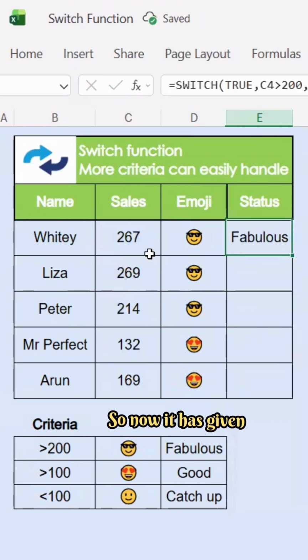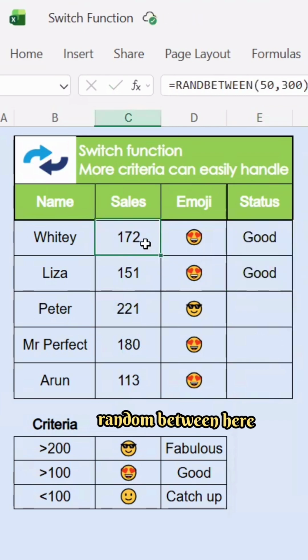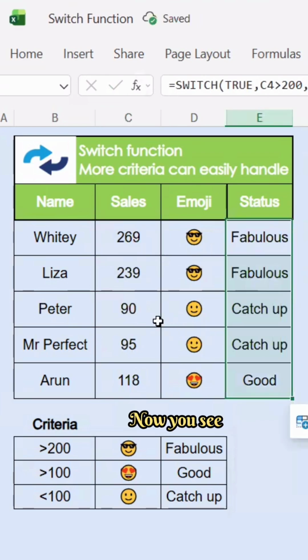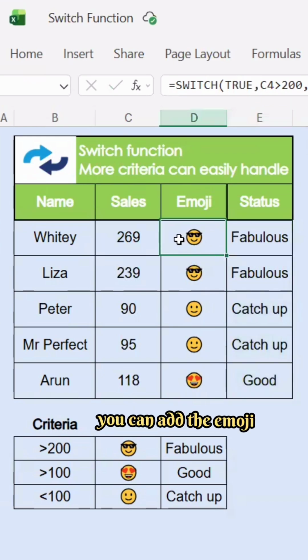So now it has given, since 267 is greater than 200, fabulous, and 269 should also say fabulous. I have used RANDBETWEEN here, so the value will keep changing. Now you see that since it is 90, it follows the third criteria and says catch up. And 118, that is the second criteria, it matches as good. And the same thing you can do, instead of text, you can add the emoji.